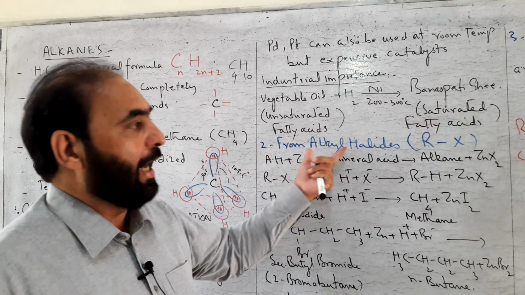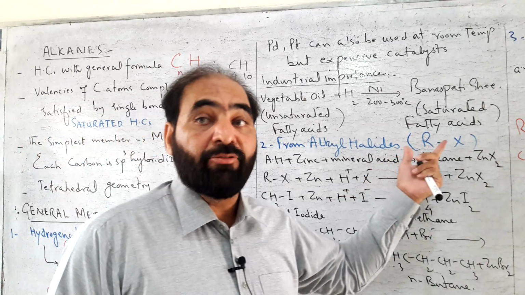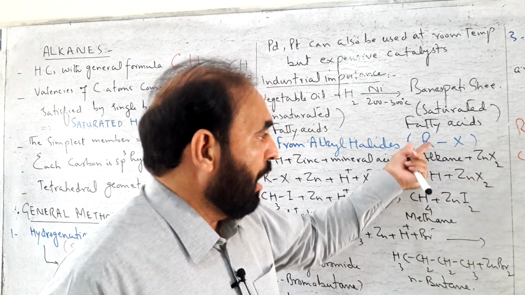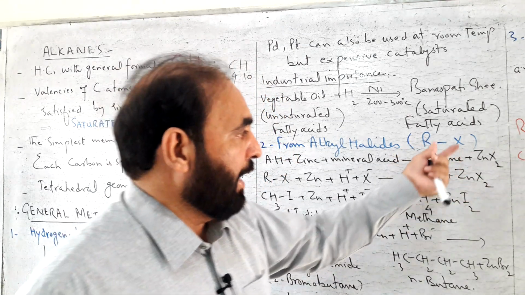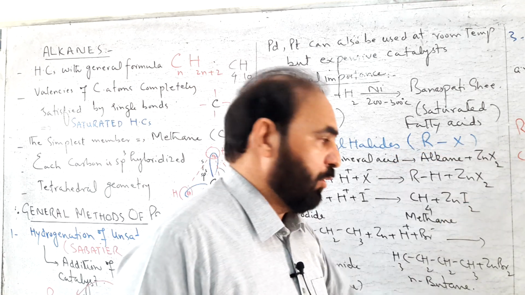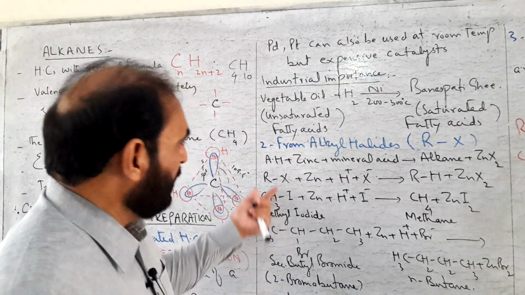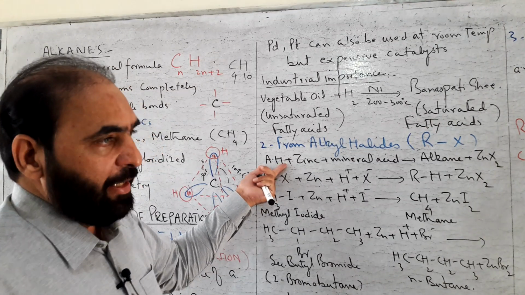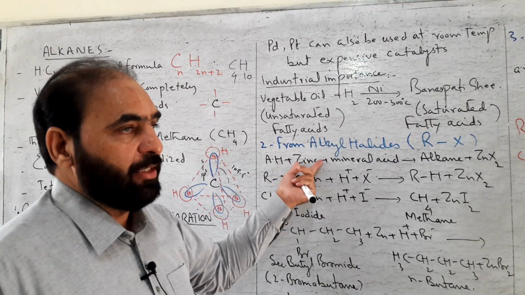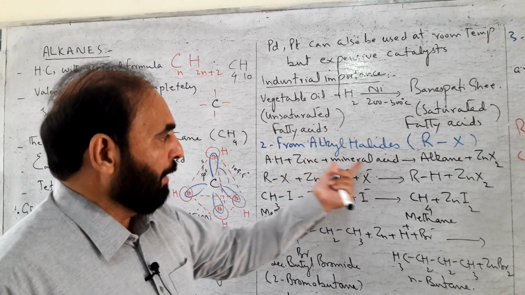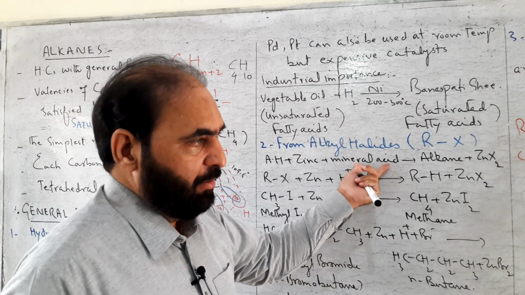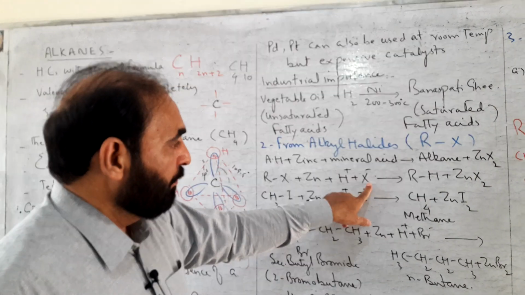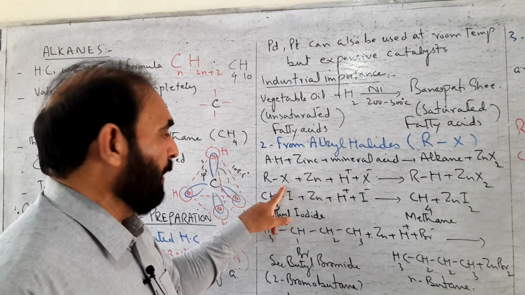The second method for the preparation of alkane is from alkyl halide. Alkyl halides have the general formula R-X. R stands for alkyl group and X stands for halo group. The general reaction for this purpose is that alkyl halide is reacted with zinc metal in the presence of a mineral acid. The mineral acid must contain a halogen ion or halide ion similar to the halo group present in the alkyl halide.